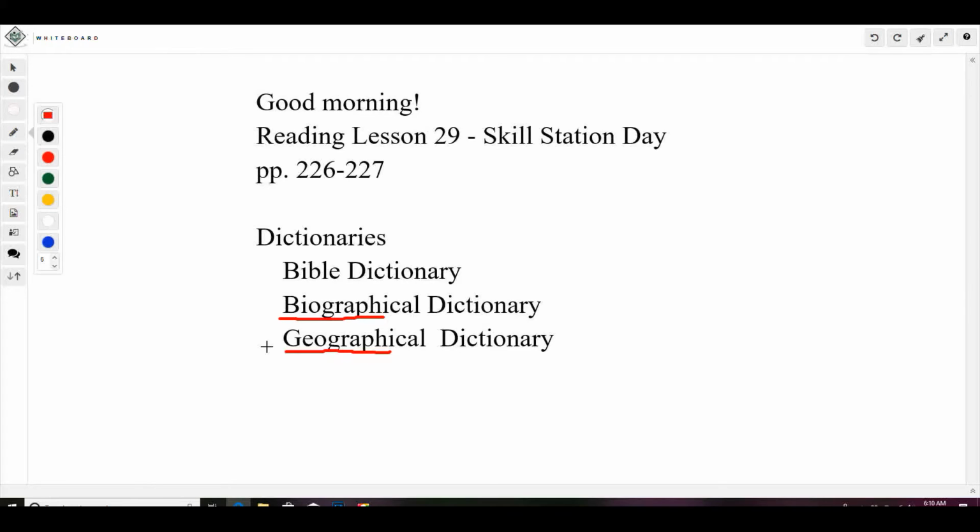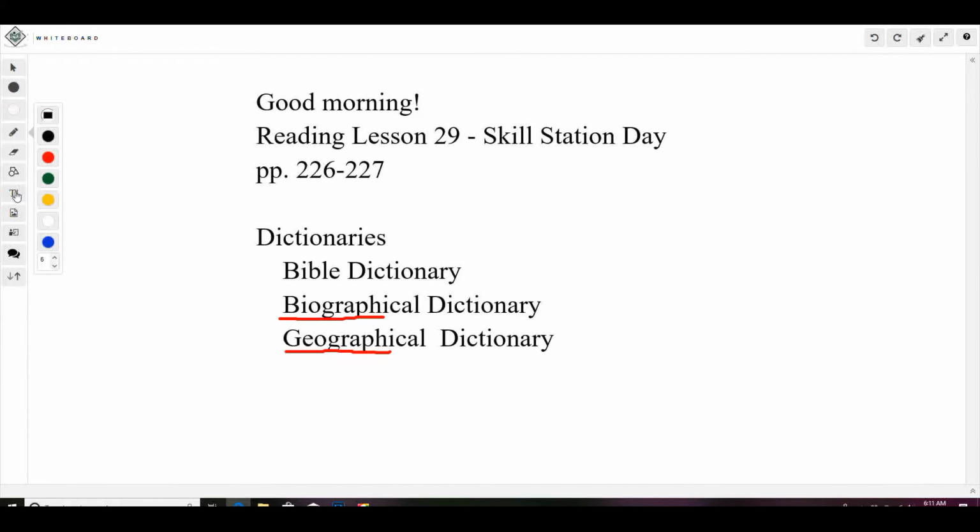All right, can you look at page 227 for me? All right, so we're going to answer these questions using this dictionary page, okay? Now, on number 1, it says, which dictionary would tell you what the largest city in Michigan is? Which one of those? Would it be a Bible dictionary, biographical, or geographical? Geographical. So number 1 would be geographical. Okay, good.